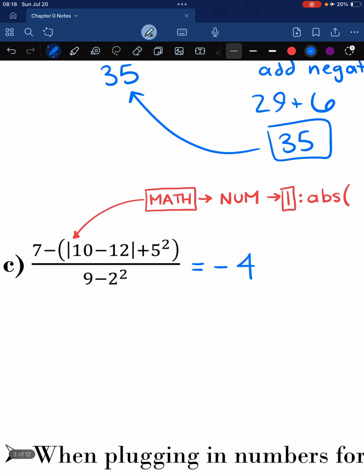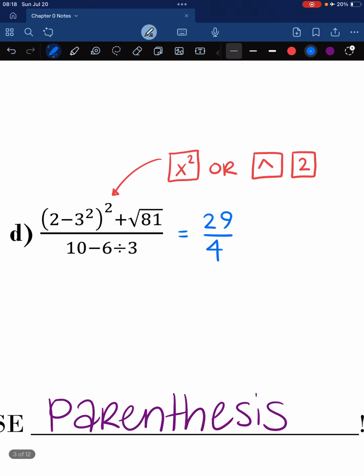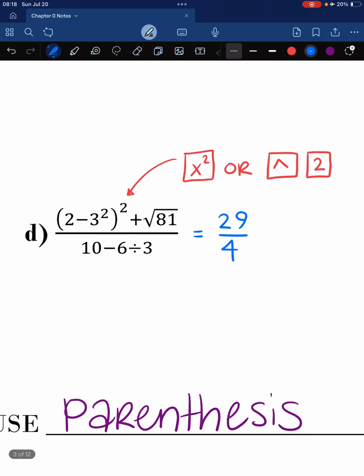Okay, so type all that in, make sure that you get -4 for C. Again, type all that in. On D, you should get 29/4. And there's 2 different ways you can do exponents. You can just use that x squared key if you're squaring something. But if you need any other exponent, if you need to cube something or raise something to the 4th power, you can use that little caret that's above the plus, minus, multiply, divide side of the calculator over on the right there.